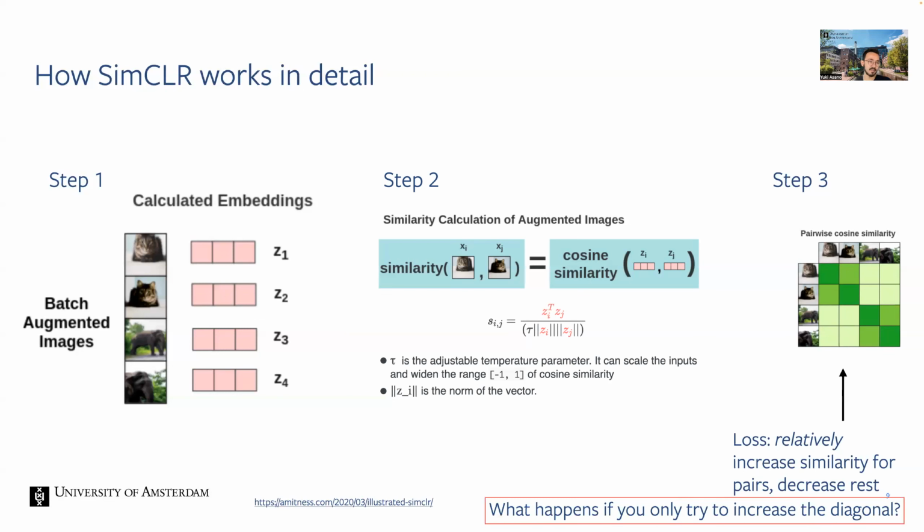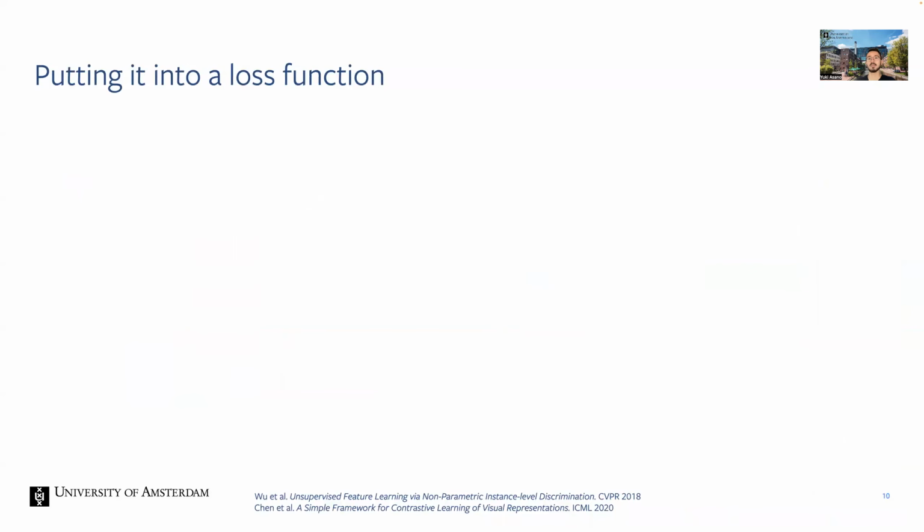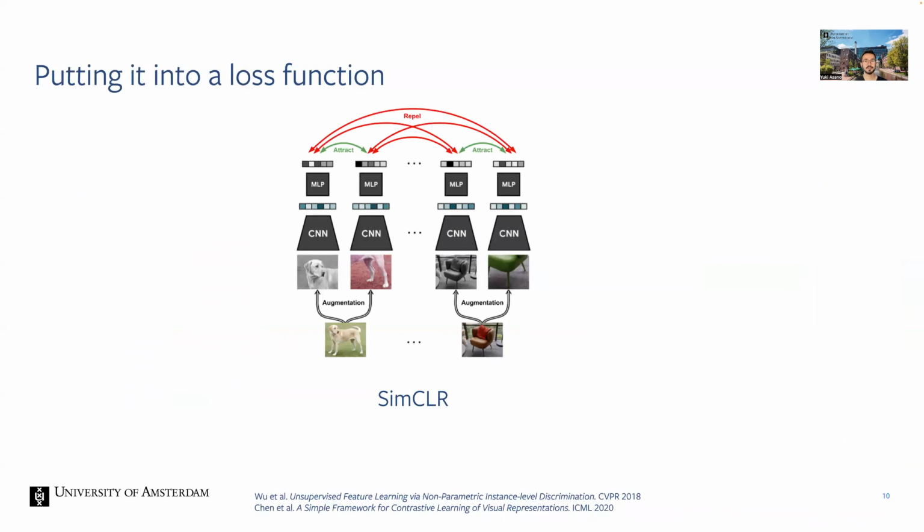But keep in mind, I say relative because I ask you, what would happen if you were to only increase the diagonal elements, or in this case, only increase the elements of the pairs, for example? Yeah, so this wouldn't work because it could easily just predict everything as a 0 vector. That would solve the simple case, because then of course the diagonal elements would also be 1, but everything else would also be 1. So that's not quite what you want. And that's why you have in SimCLR this sort of loss function.